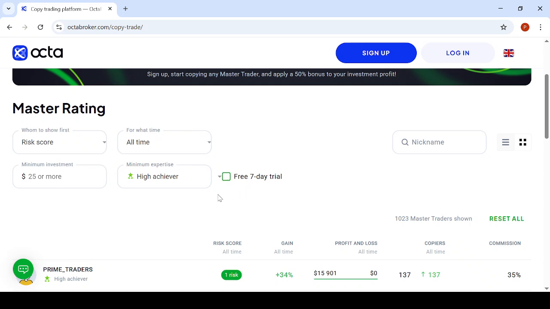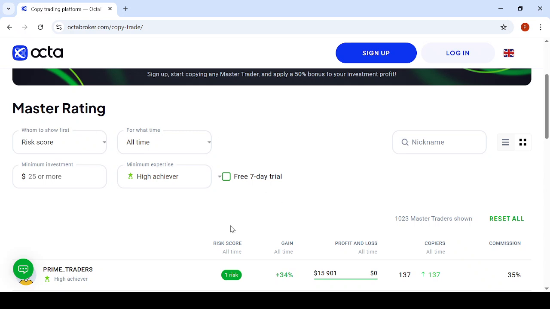Now, what is copy trading? Copy trading is a method that enables you to automatically mirror the trading activities of a chosen expert. When your selected trader opens and closes a position, the same action is executed in your own account in real time. This approach lets you benefit from another trader's market analysis without having to perform it yourself.